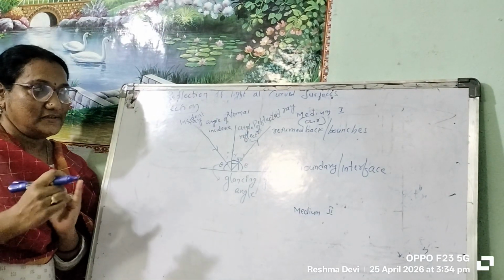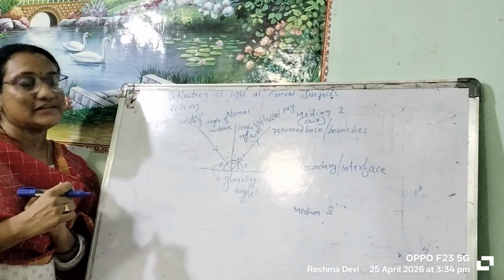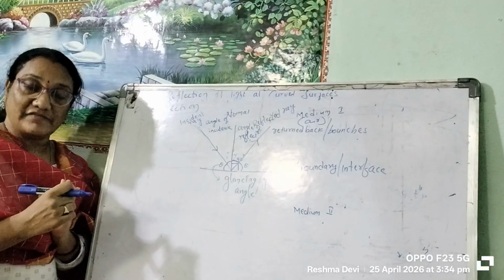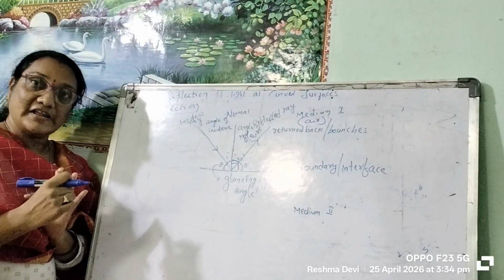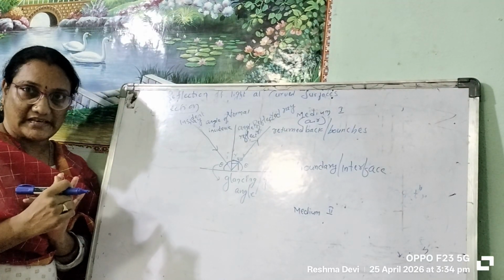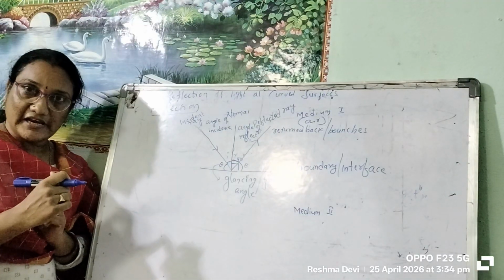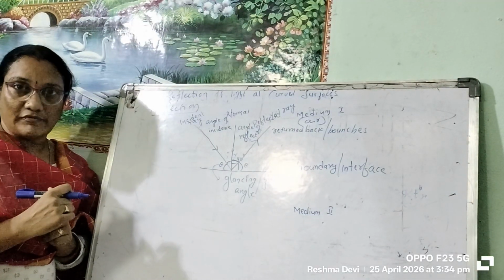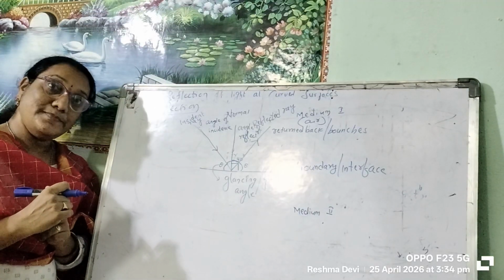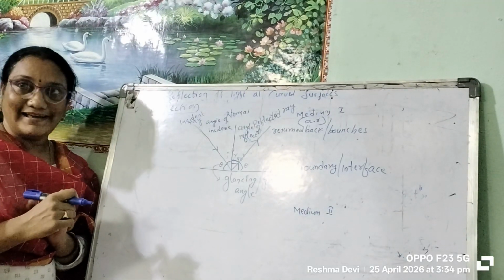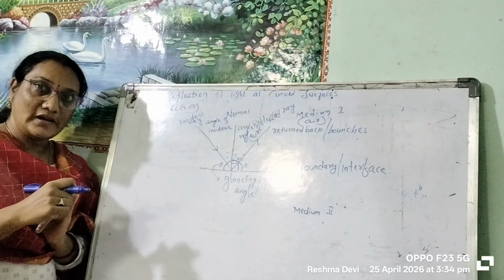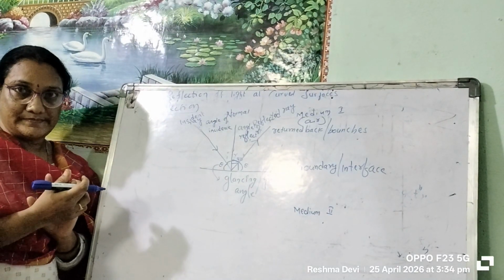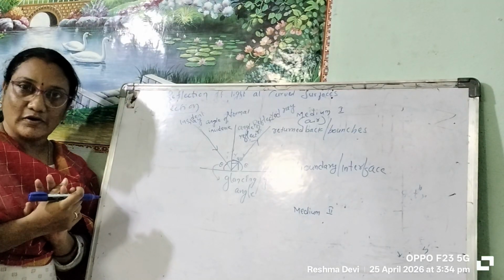Now, what we learned about normal, which makes 90 degrees with the boundary or surface. Incident ray, which is incident on boundary. Reflected ray, which is returned back into the same medium. Next, angle of incidence: incident ray making an angle with normal. Angle of reflection: the reflected ray making an angle with normal. Glancing angle: either incident or reflected ray making angle with the boundary or surface. We call it as glancing or grazing angle.